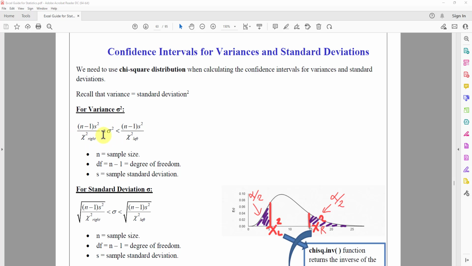The lower bound would be n minus 1 multiplied by s squared, divided by the right chi-square. And then the upper bound is n minus 1 multiplied by s squared, divided by the left chi-square. n is just the sample size. The degree of freedom is n subtract 1. And s here is just the sample standard deviation.